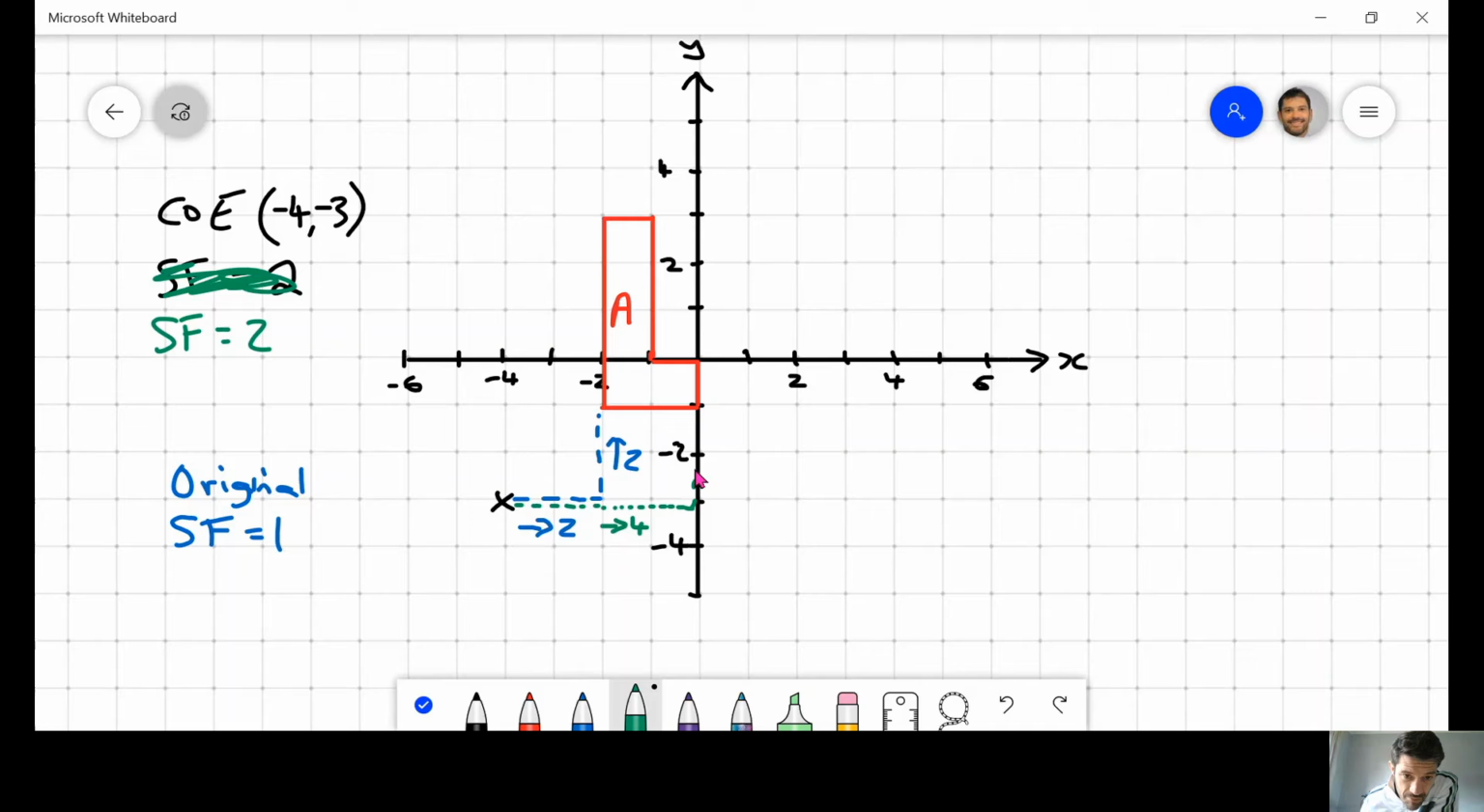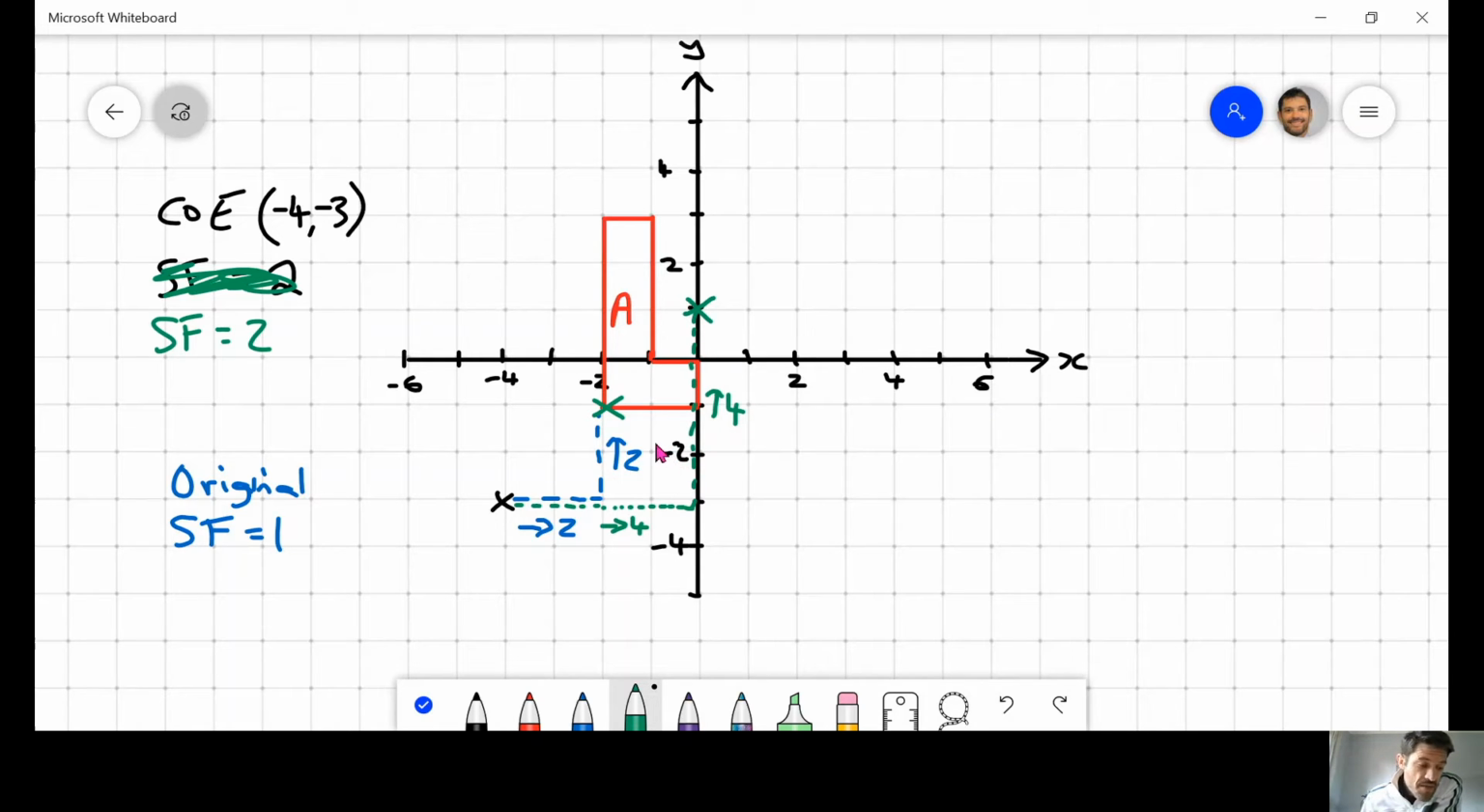And then I'm going up 4. Without counting 3, 4, up 4. And so this corner corresponds to this corner. Okay.